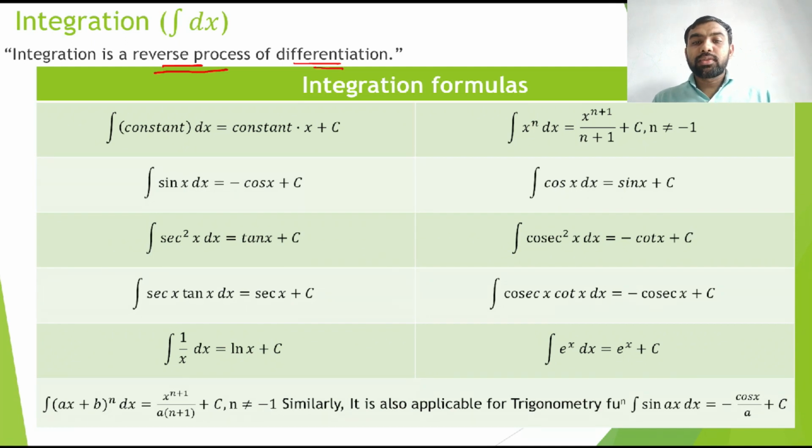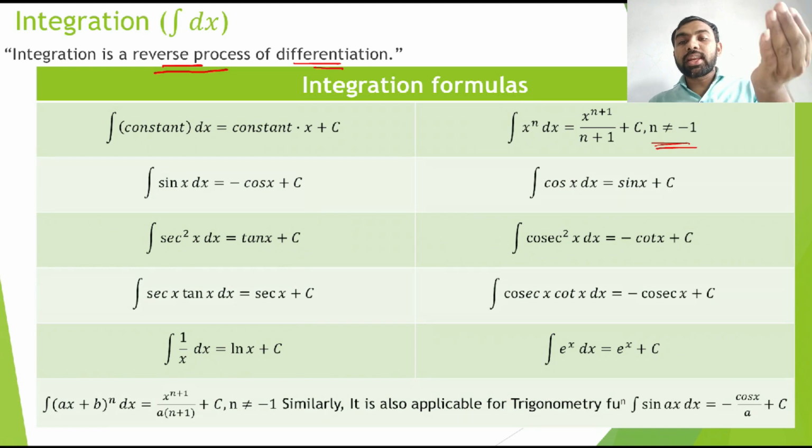First one: integration of constant dx is equal to constant into x plus c. Second rule: integration of x raised to n dx is equal to x raised to n plus 1 upon n plus 1, plus c, where n is not equal to minus 1. Except n equal to minus 1, you use this. It means one power increases and the new power comes in the denominator. In differentiation, the power comes into multiplication and one power decreases.